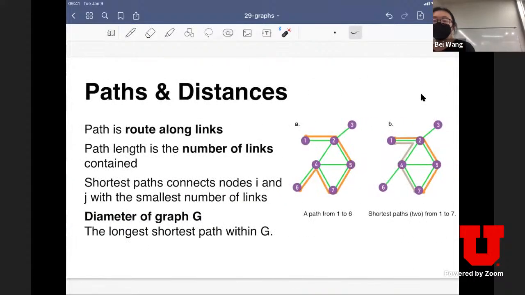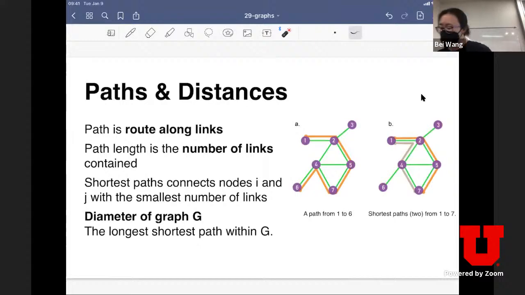There's also what's called path and distance. A path is a route along the edges, and the length is the number of edges that you incur. The diameter is the longest shortest path. It's a little bit tricky to understand what that means. It's essentially looking at, for every single node, what is the shortest path between this node and everybody else, and choosing the longest one. And then you do this for every single node.